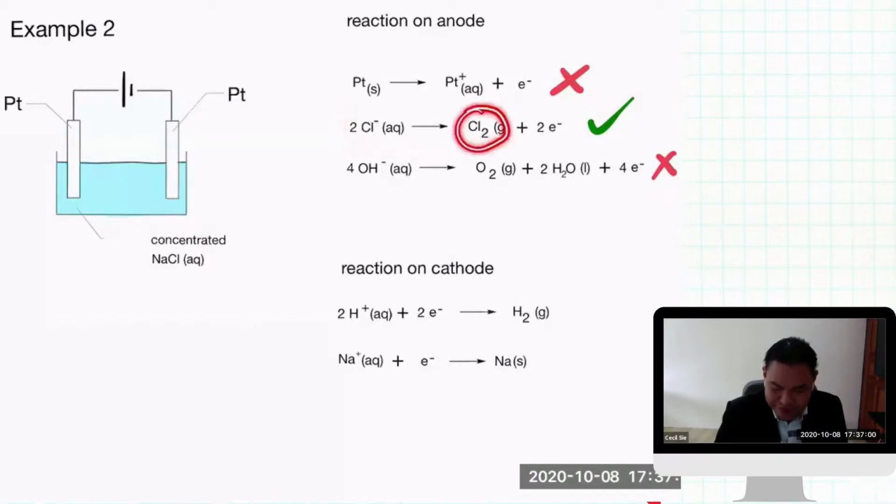And what do you observe? You will see effervescence also. Effervescence means bubbles, bubbles of chlorine. What's the color? Yellowish green. Yellowish green gas.